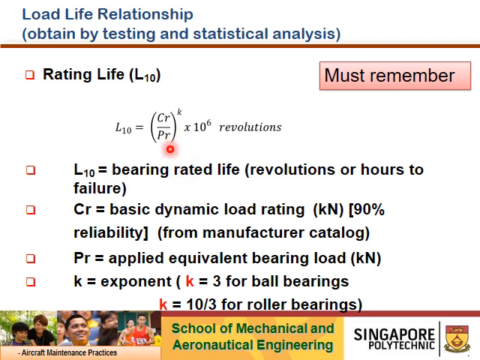All right. Then K itself will be the exponent, which is, if it's a ball bearing, your K value will be 3. Okay, please take note of that. And if it's a roller bearing, if you calculate rating life for a roller bearing, then the K is 10/3, times 10 to the 6 revolutions.